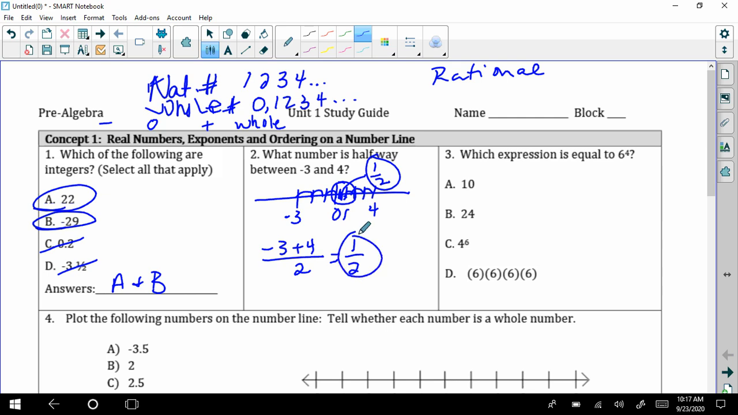Now, which expression is equal to 6 to the 4th power? I'm asking which one, so it's just one expression. 6 to the 4th power means 6 times 6 times 6 times 6, right? 6, 4 times. So that would be D. This one is 10, they're adding those, and that's not what we do. 24, that's multiplying them, that's not what we do. And then flipping the order of those, having the base change, is not what we do.